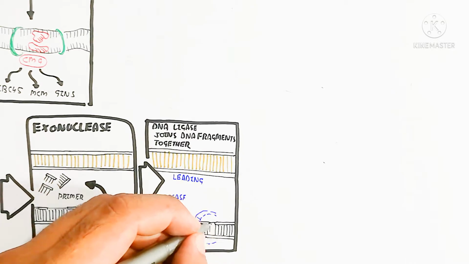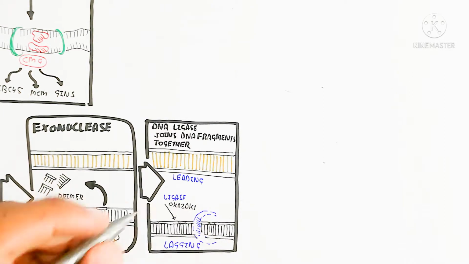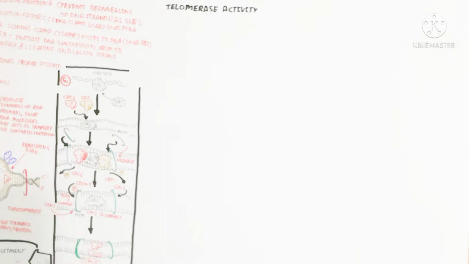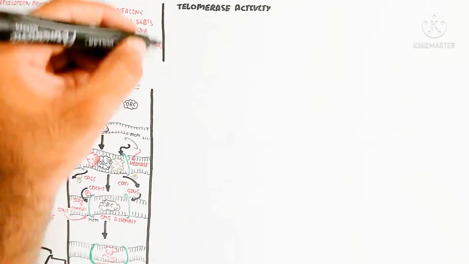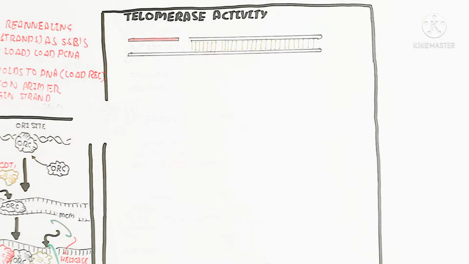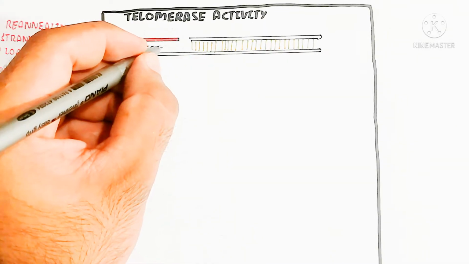But the replication end process is complicated, and the end replication problem occurs, which we will discuss and solve with the telomerase enzyme. So the telomerase enzyme is basically the end replication problem-solving process, and we will discuss telomerase activity. Telomerase is the enzyme that adjusts the telomere of the DNA in the chromosome. A telomere is the head of the chromosome.